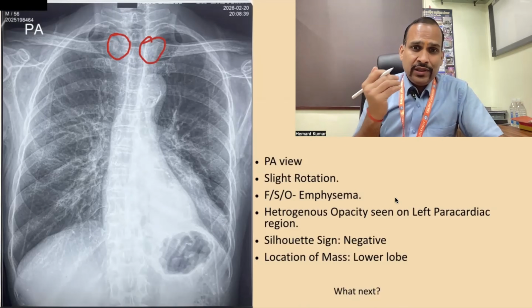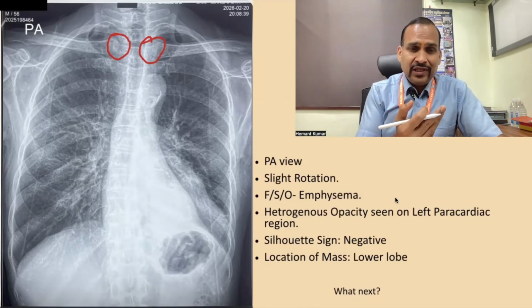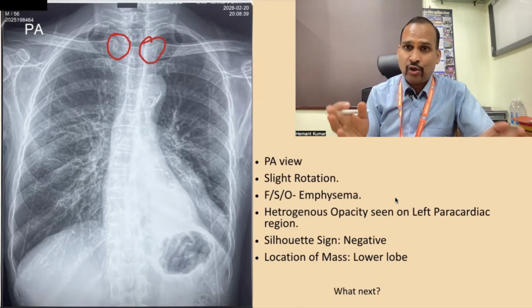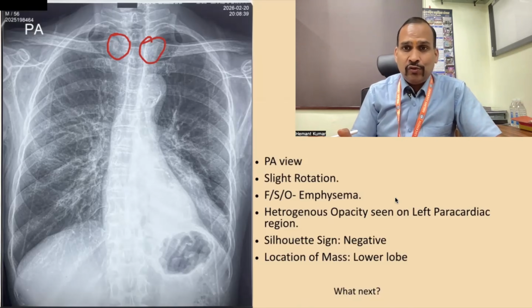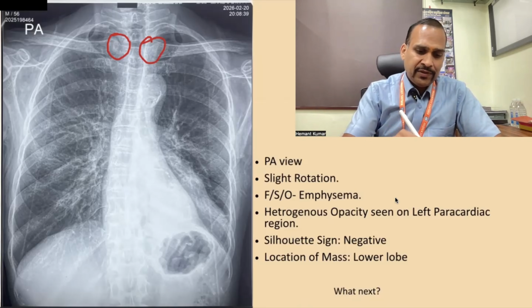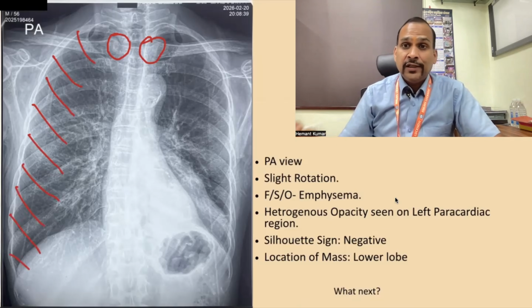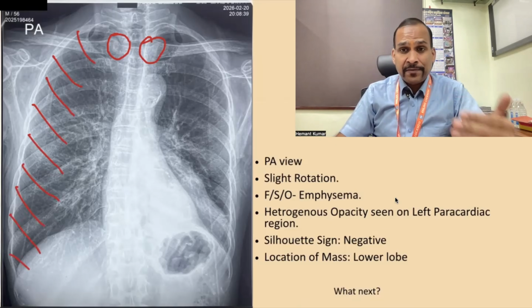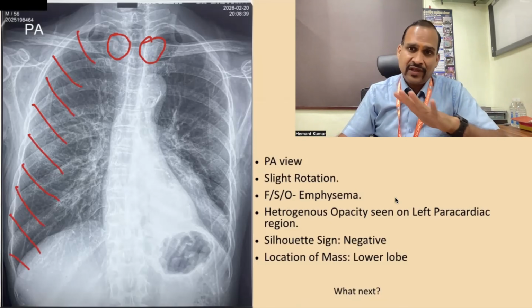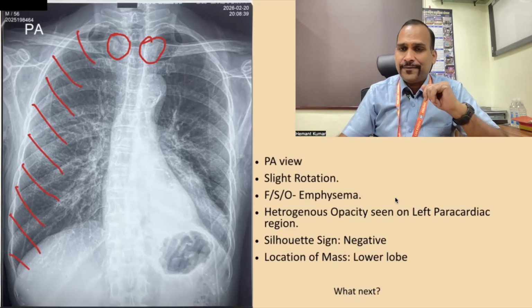Then if you see carefully, there is evidence of emphysema because the patient is middle-aged and a chronic smoker. So we have to look for emphysema also. For emphysema, we have to count anterior ribs. So anterior ribs, this is 1, 2, 3, 4, 5, 6, 7, 8, 9. So up to 9 ribs we can see in this chest x-ray. So definitely there is emphysema in this x-ray.